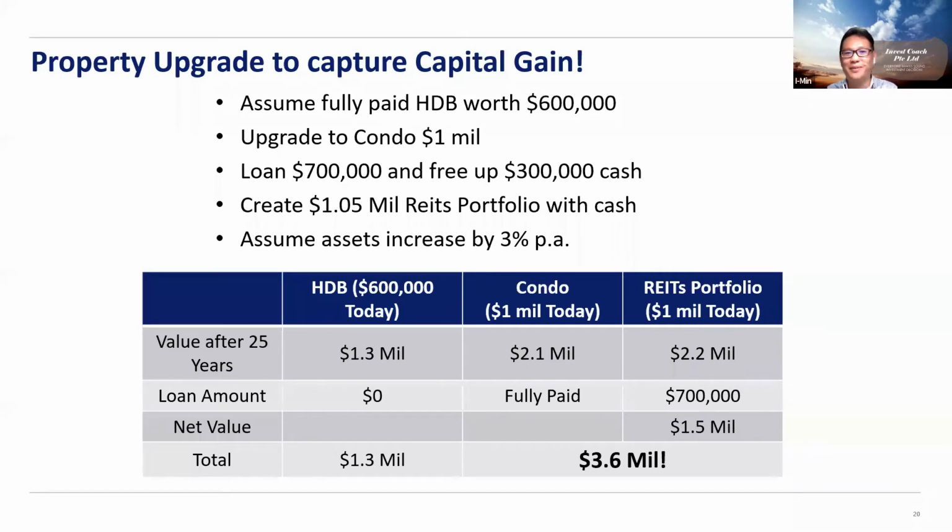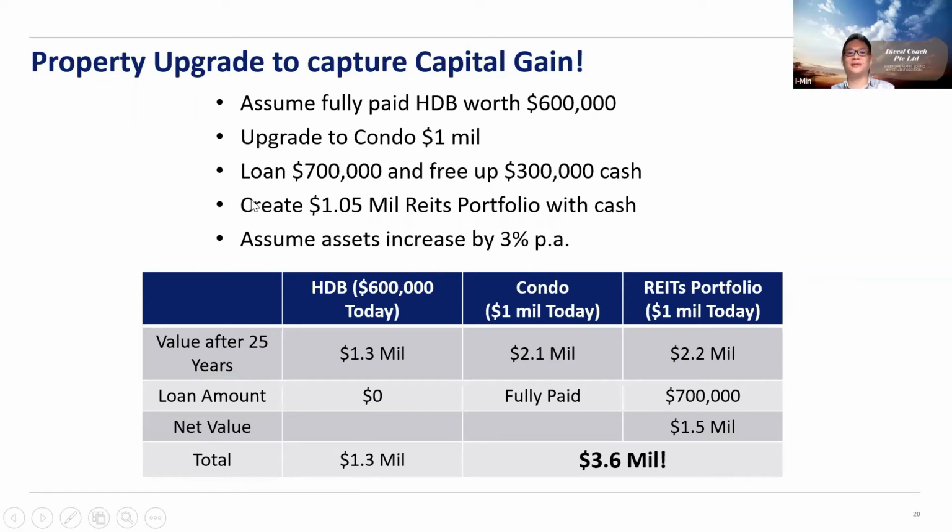So let's say, for example, you have a fully paid HDB. Today you go and sell, assuming your HDB can give you 600,000. You go and upgrade to a $1 million condo, for example. And because now you can borrow up to 75%, so of this 600,000, assuming you borrow 700,000, you only use $300,000 from here. The other $300,000, you can go and create a 1.5 million REITs portfolio.